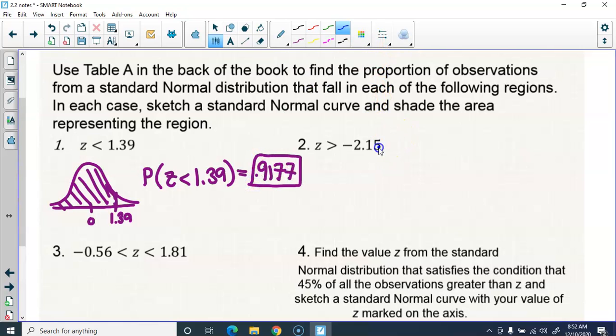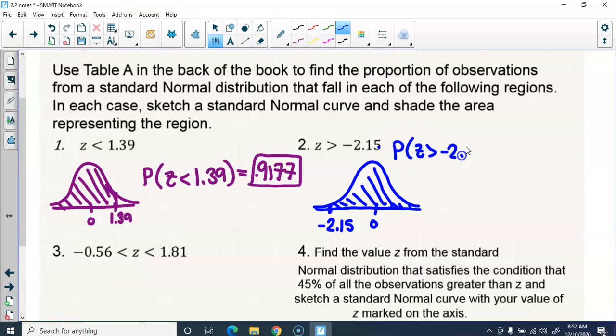Okay, next one, greater than negative 2.15. So here's 0, negative 2.15 might be here. It doesn't have to be perfect, okay? If you are like, oh, I don't know if this is at 2.15, you're fine, just label it. And we're greater than, so we're going to do everything over here. Now remember that the table is only giving us values to the left.